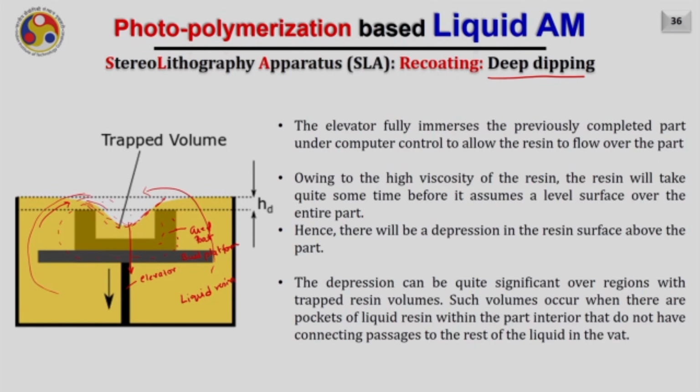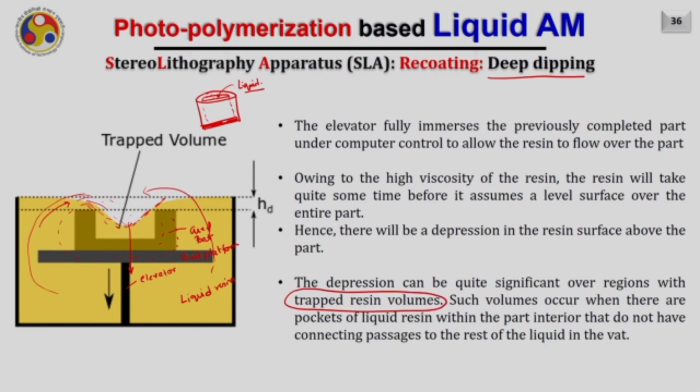The depression can be quite significant over the region with trapped resin volume. Such volume occurs when there are pockets of liquid resin within the part interior that do not have connecting passes to the rest of the liquid of the vat. So, for example, I am making this cylindrical object which is closed at the end and having a finite thickness. So, if I am building this part, in this portion liquid resin will always be there because this is not part of the final object, the center region. Hence, always liquid material will be here. This is called the trapped resin volume.